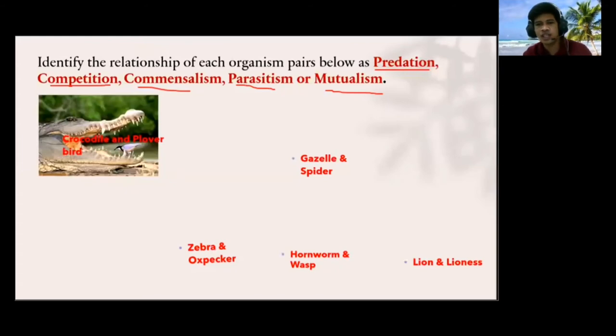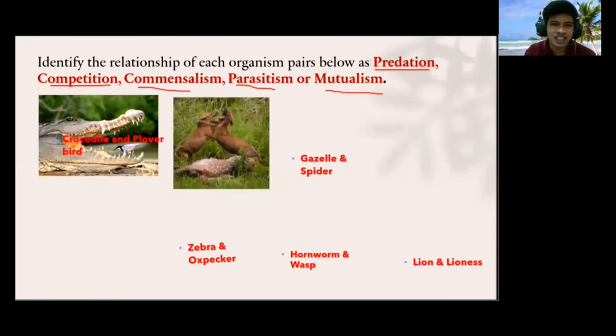Plume answered already. How about the other students? Plume, Ing, okay, that is correct. The crocodile and the bird. Yok, that is also correct. The correct answer is mutualism. Between the crocodile and the bird, we have mutualism. Very good, excellent. Next, number two.